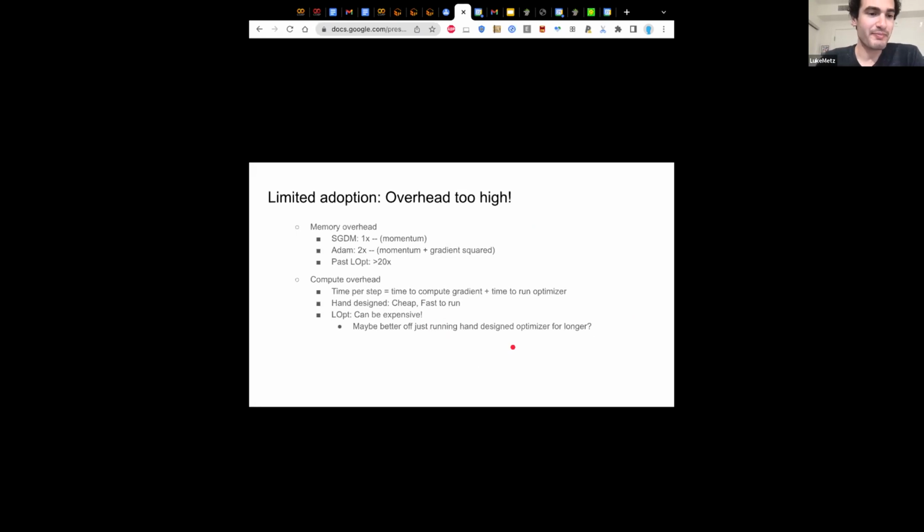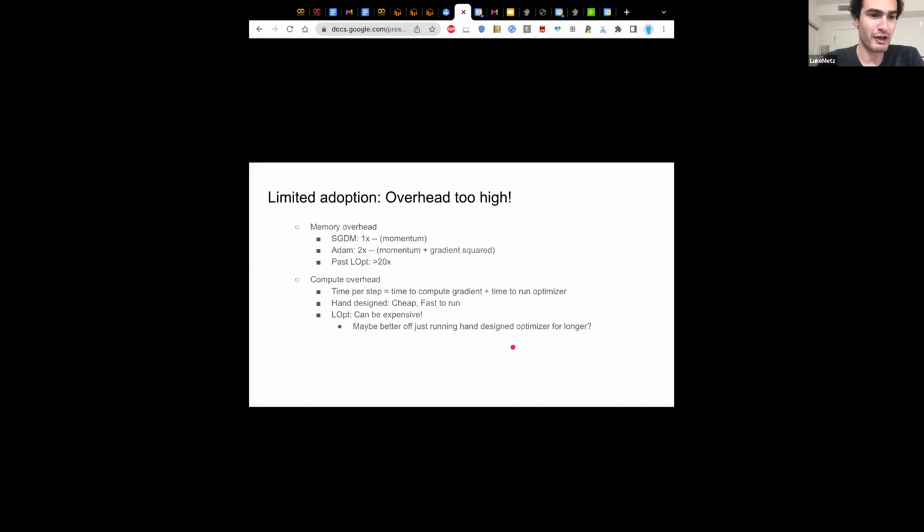So up until this point, there's been pretty limited adoption of learned optimizers. And we hypothesize one big reason for this is that the overhead of using them is just too high. There are two kinds of overheads we explore. The first is memory overhead. This is the amount of extra memory it takes to run this optimizer.